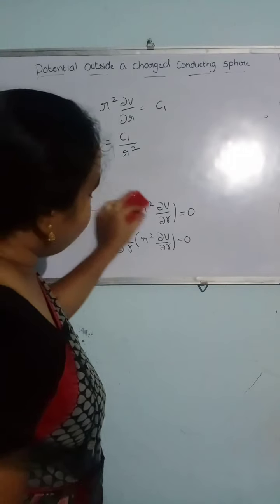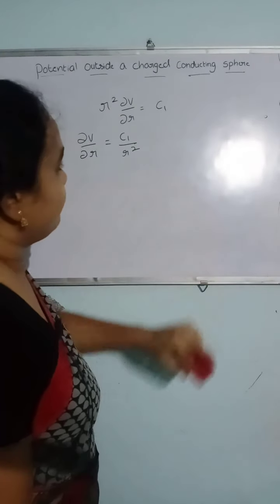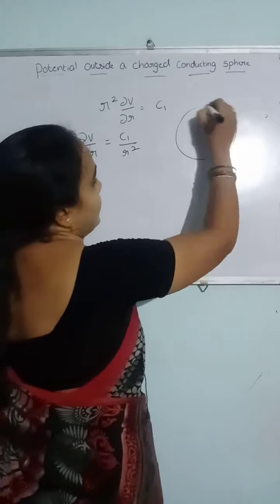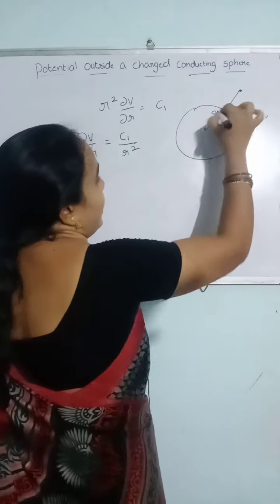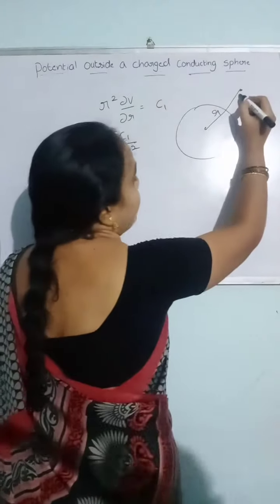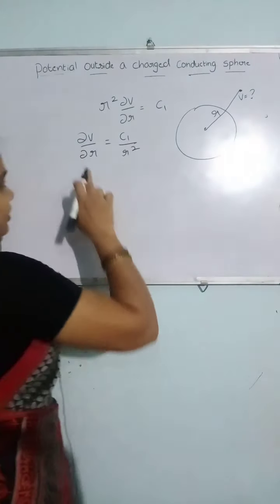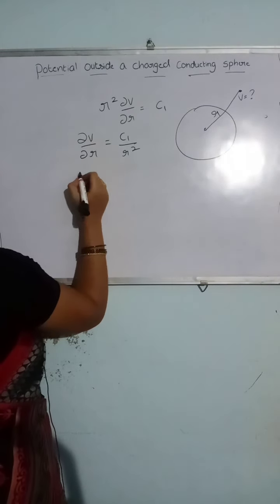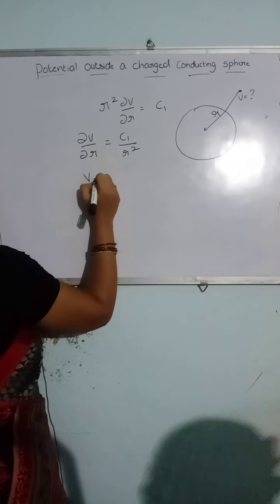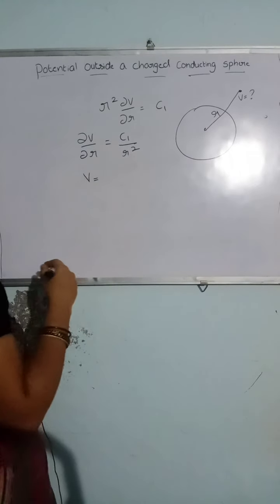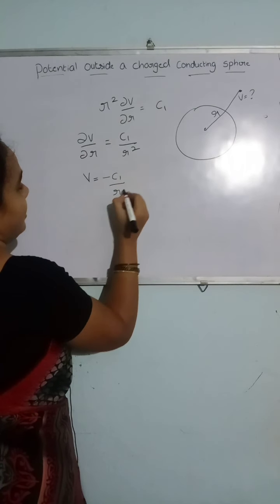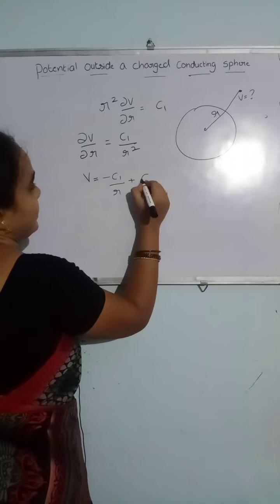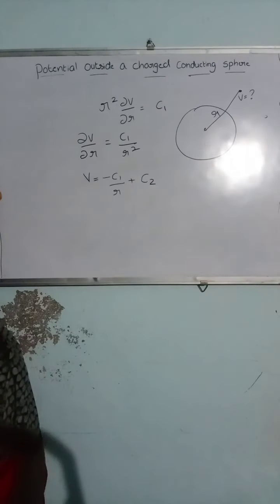So our aim is to calculate the potential outside the conducting sphere, which is at a distance r from the center of the conducting sphere. So what is the potential at this point? So we need to calculate V. Taking the integration we get V is equal to the integral of 1 by r square, which is minus 1 by r, that is minus c1 by r plus some integration constant c2.